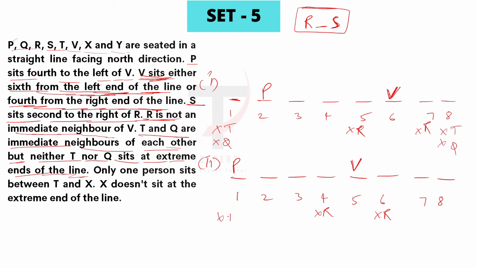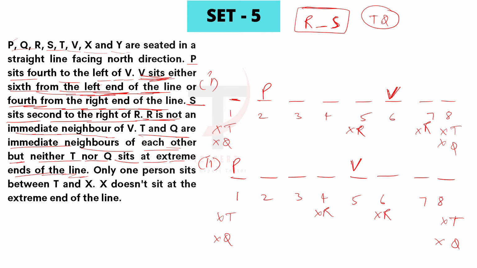So let us denote all the extreme ends. T and Q shouldn't be at any of the extreme ends. Hope it's clear to you. T and Q are immediate neighbors. So it can be TQ, it can also be QT. So let us mention it under an oval, because the places of T and Q are interchangeable.